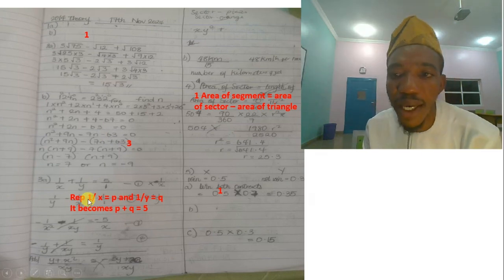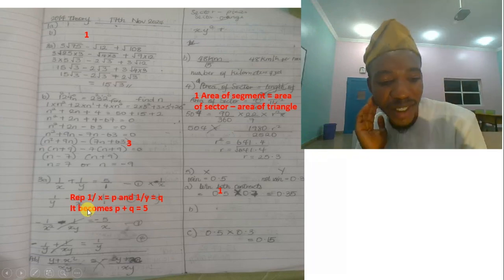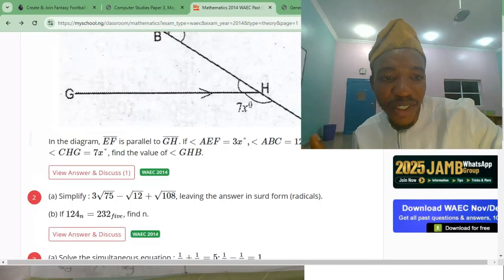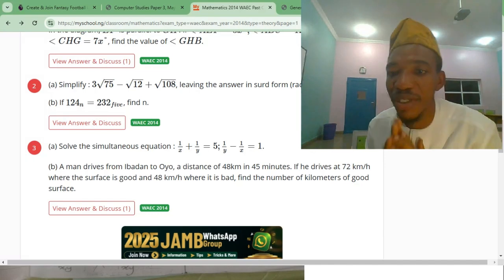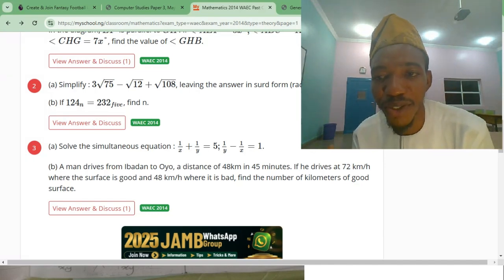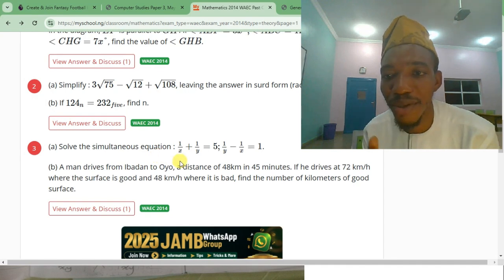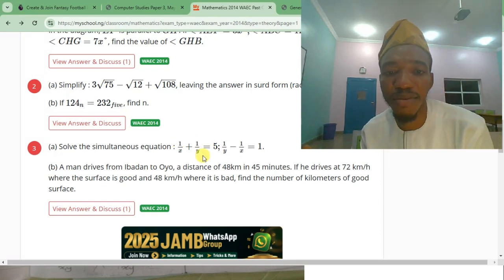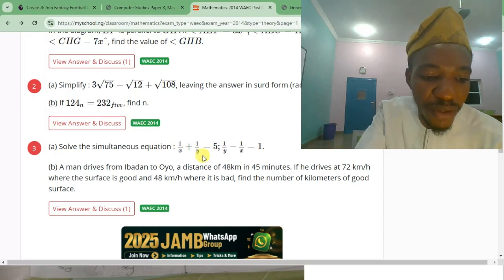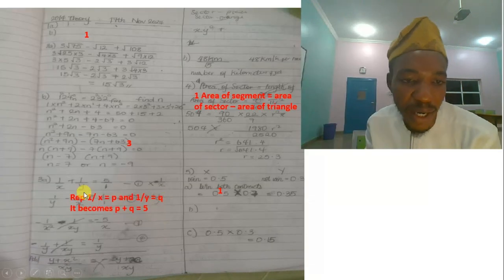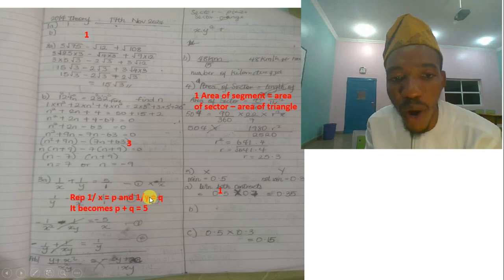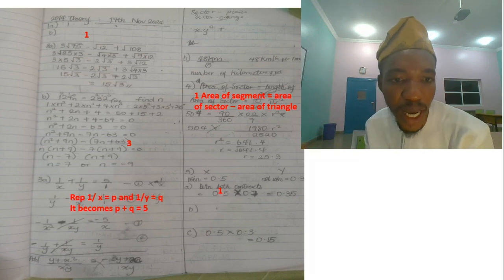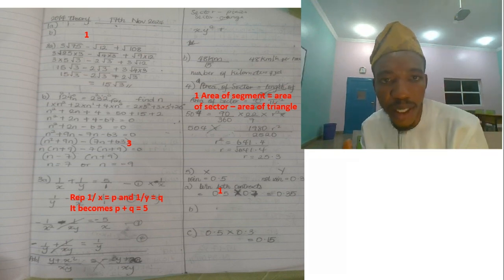Then 3A. It was a bit tricky. Let me try to display the question. 3A was a simultaneous equation, but it was given in terms of fractions. So what you were supposed to do is remove the fractions: represent 1/x with, let's say, P, and represent 1/y with Q, and you are good to go. I believe you will be able to solve it from there. That's what I wrote here: represent 1/x equals P and 1/y equals Q. So you now have P plus Q equals 5, then you solve it from there. Okay, that is that for number 3.